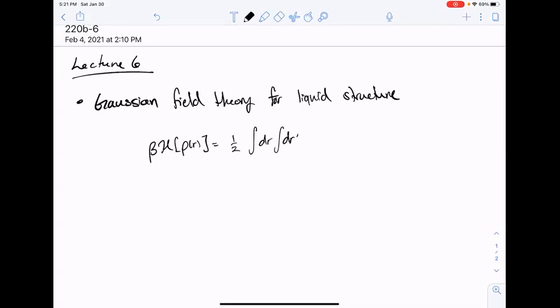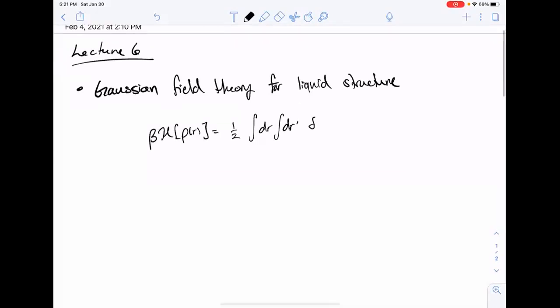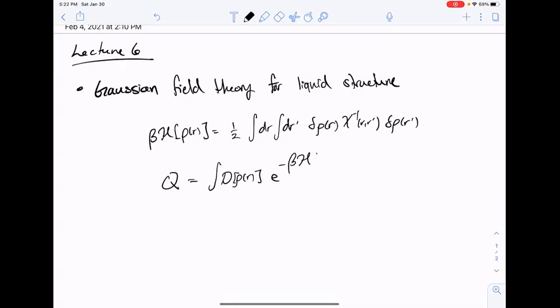So the density is defined over points r. I'll look at a fluctuation at r, a fluctuation at r prime, and these are correlated with the correlation function chi of r and r prime. Putting this function on the right-hand side of that equation into an exponential gives us a Gaussian distribution. Associated with this Hamiltonian would be a partition function, which is an integral over all spatial density fields, all ways that density could fluctuate, weighted by this effective Hamiltonian.